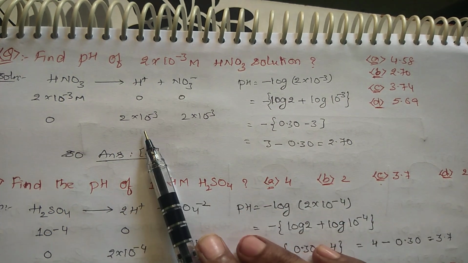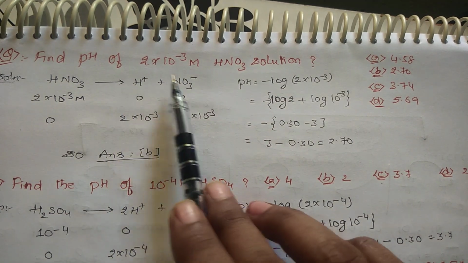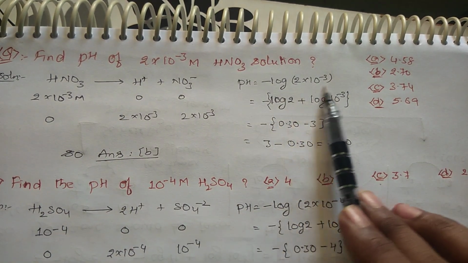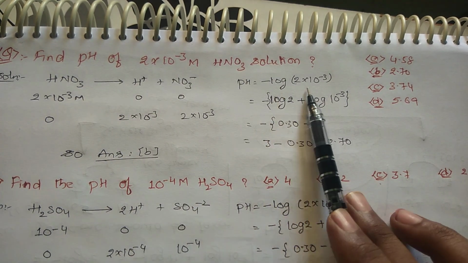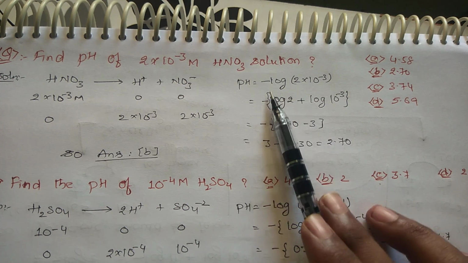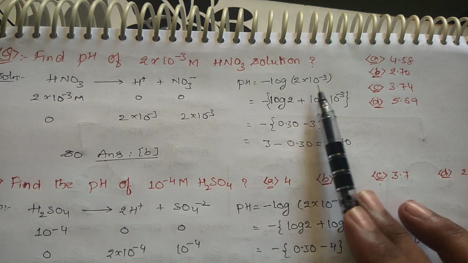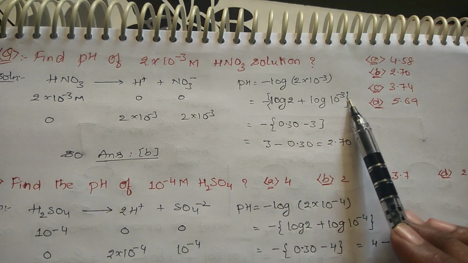H plus becomes 2 into 10 power minus 3. This one also becomes 2 into 10 power minus 3, because this is 1 mole, this is also 1 mole. Now find out pH is equal to negative logarithm of 2 into 10 power minus 3, because you have got H plus here. So minus, you keep outside, log AB. Log A plus log B if you have a multiplication symbol. So log 2 plus log 10 power minus 3.